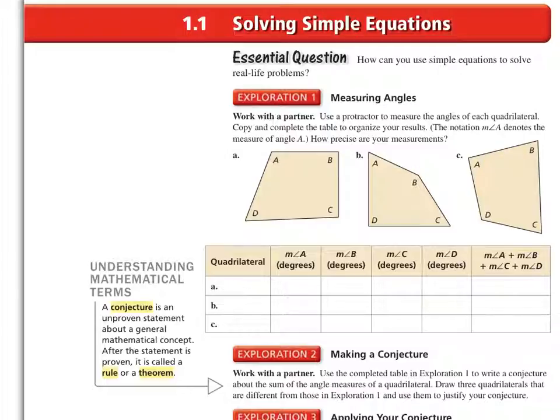First thing I want to draw your attention to is that this is the 1.1 Solving Simple Equations section. We have an essential question here to start it off, and this is an exploration. Generally, we'll do these explorations if we're going to do them together in class. So we're going to skip over those for right now, and we're actually going to focus on applying the math skill that we're learning for the day. So I'm going to skip forward to the next page.